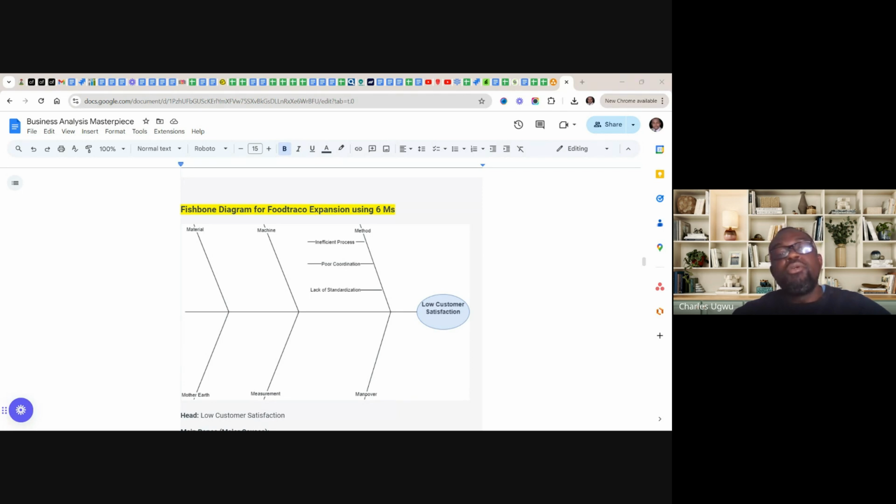So, meaning that by the time you explore this, in the process you identify your problem within the 2 M's, then that's good and fine.